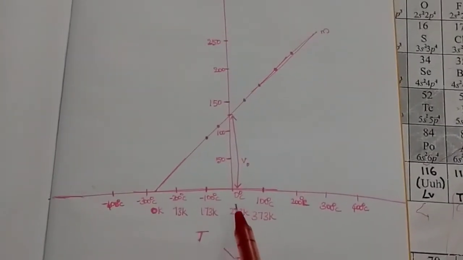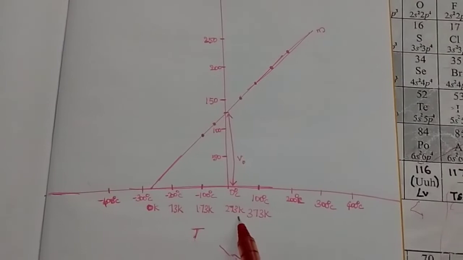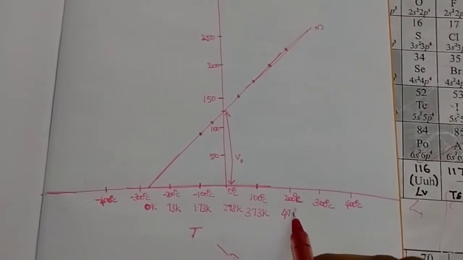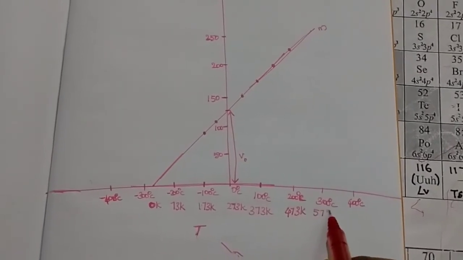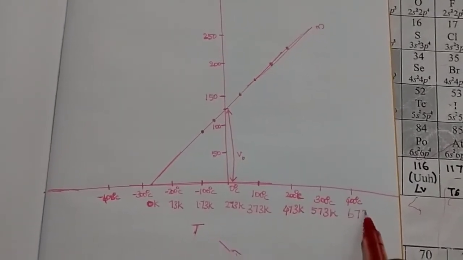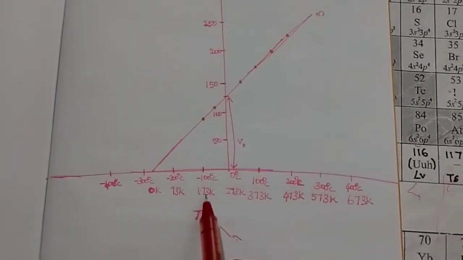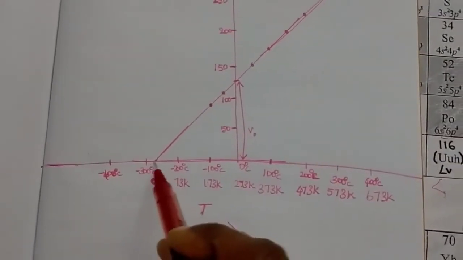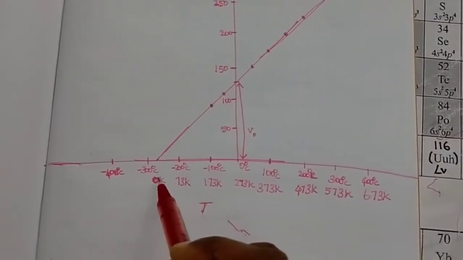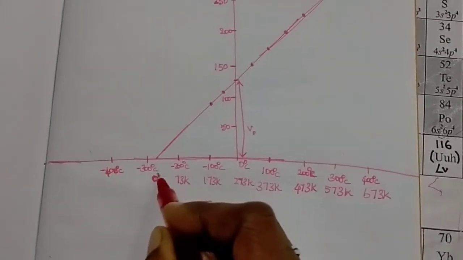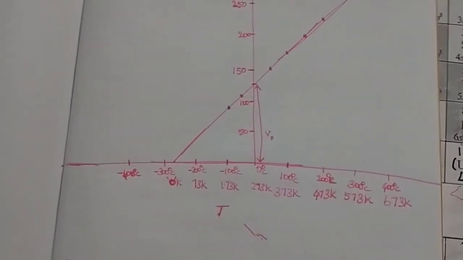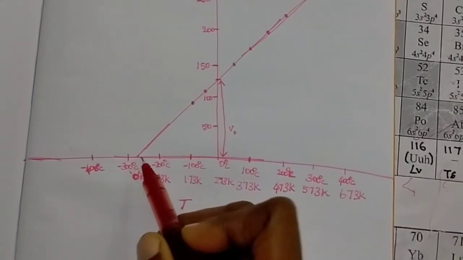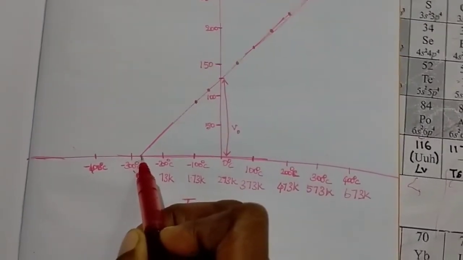0 degrees Celsius is known as 273 Kelvin. So we can denote this as 373 Kelvin, 473 Kelvin, 573 Kelvin, 673 Kelvin. This is 173 Kelvin, and minus 200 means 73 Kelvin. Near here it is 0 Kelvin. The point denoted here as 0 Kelvin is minus 273 degrees Celsius.